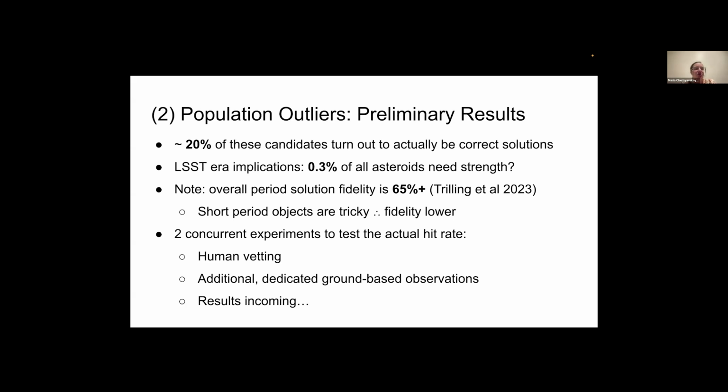And we have two concurrent checking processes to constrain that hit rate a little more that are going on right now. One of them is human vetting. So I'm just looking at these objects by eye. And then we have additional dedicated ground-based observations. And we will have more on that soon. I can definitely tell you when.